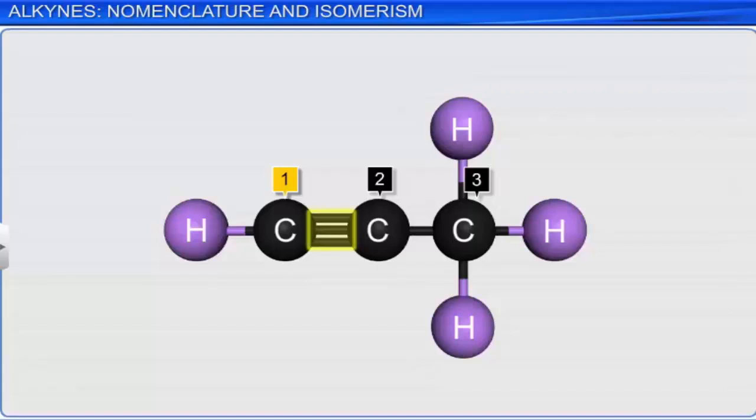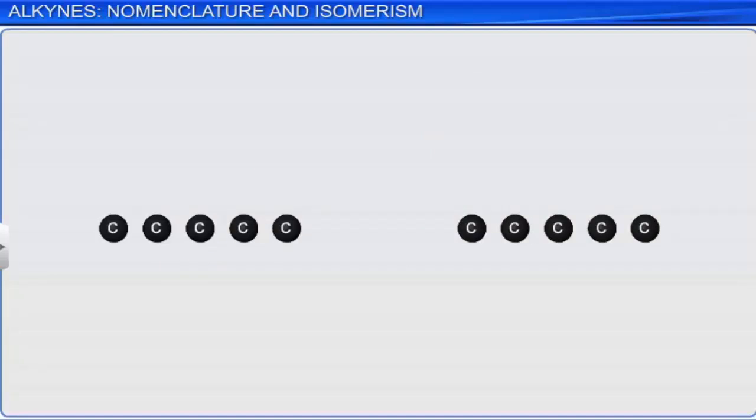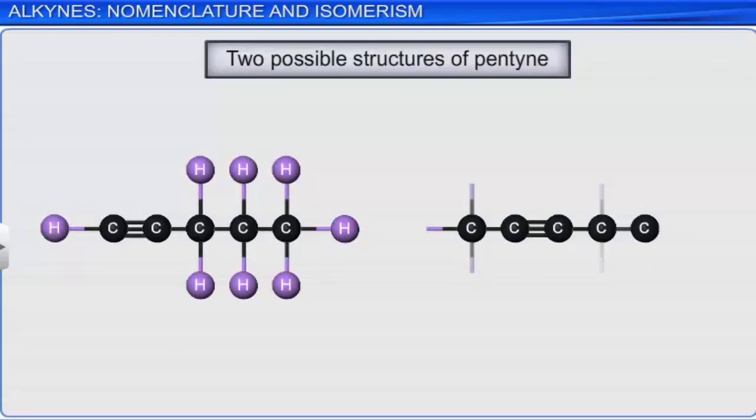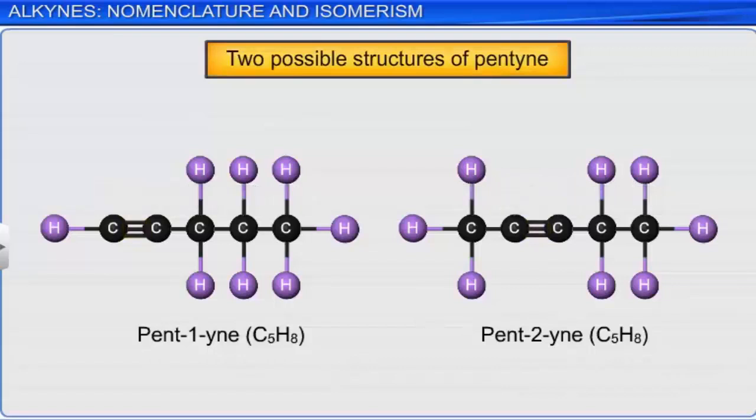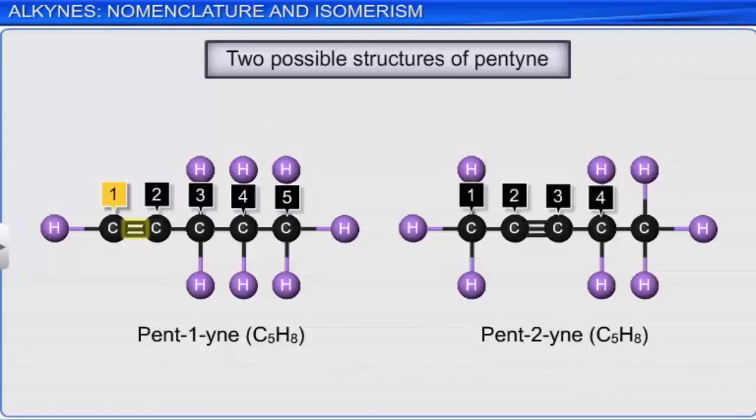However, in some alkynes, there may be more than one possible structure because the position of the triple bond may be different in each structure. For example, pentyne has two structures, as shown here. In one structure, the position of the triple bond is 1, whereas in the other, it is 2. They are named as pent-1-ine and pent-2-ine.